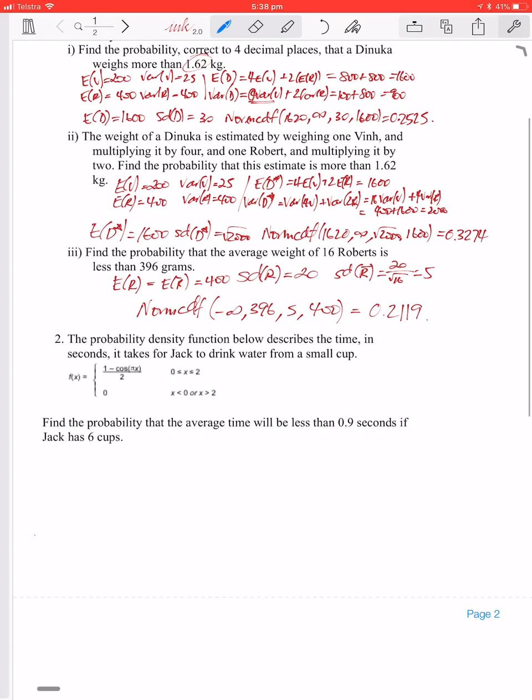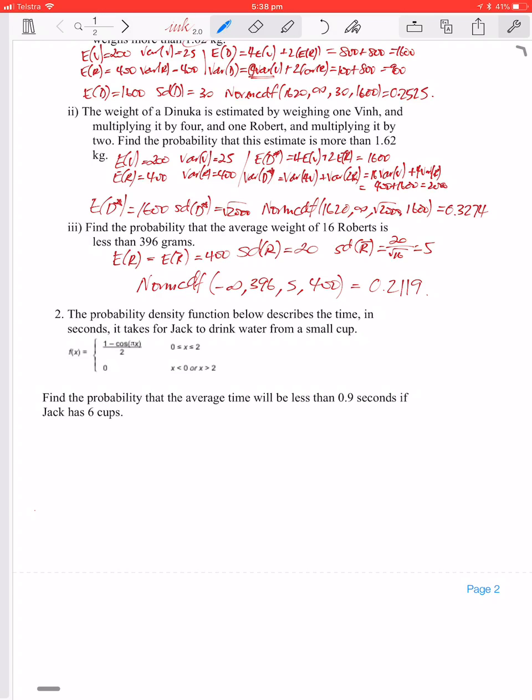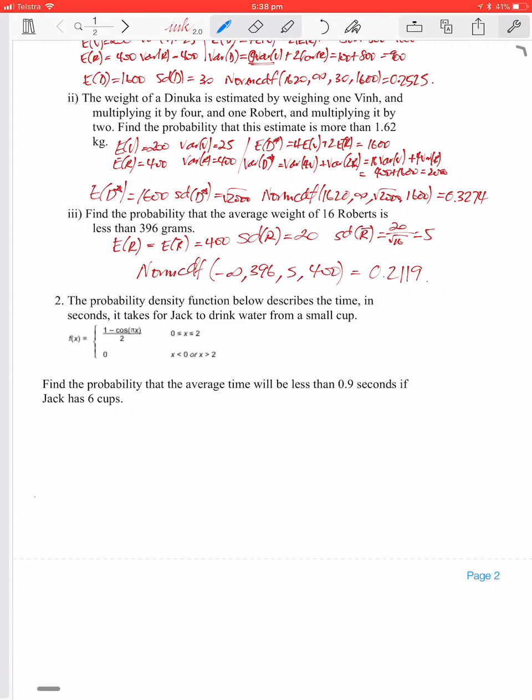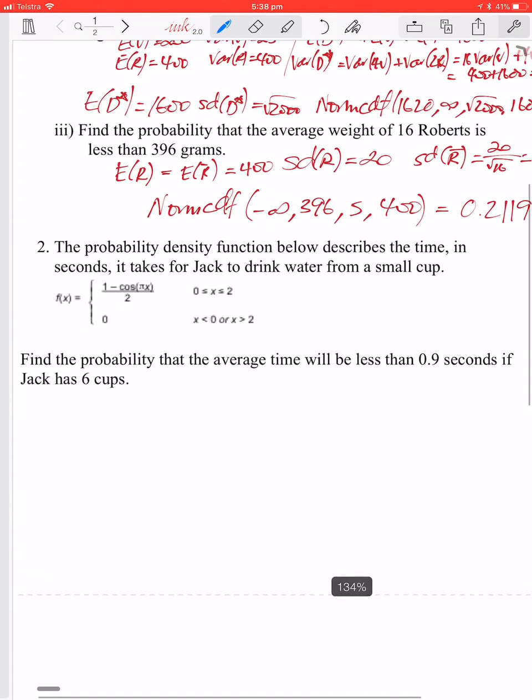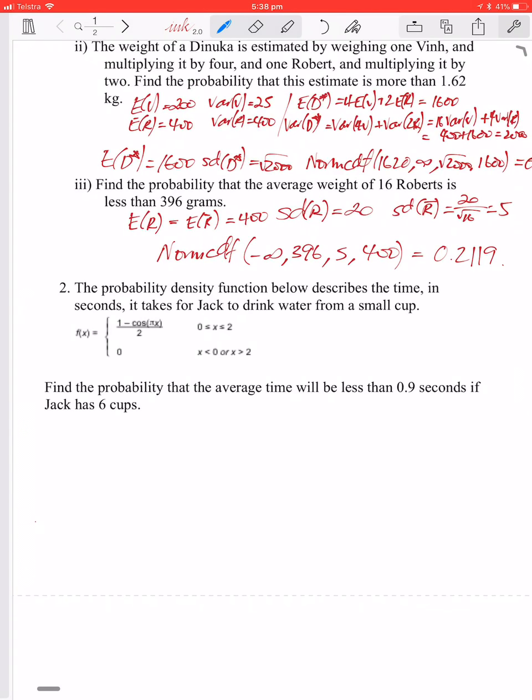Okay, second question. The probability density function describes the time in seconds it takes Jack to drink a cup of water from a small cup. Find the probability that the average time will be less than 0.9 seconds if Jack has 6 cups. Our expected value is the integral from 0 to 2 of x times (1 minus cos pi x) on 2 dx.